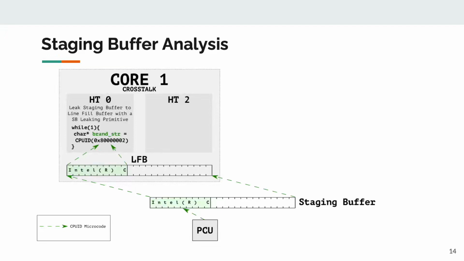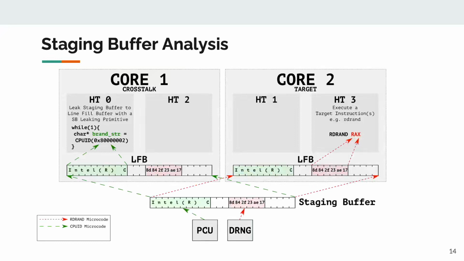So let's assume that we have one physical core with two hyperthreads. On the first one, we execute in a tight loop the CPUID instruction, requesting over and over the brand string from the power control unit. The microcode of CPUID will initiate an off-core request to the power control unit, which will write the brand string to a specific offset in the staging buffer. Later, the microcode of CPUID will copy the entire staging buffer to the local line fill buffer of core 1, and then will return the offsets containing the brand string to the program.